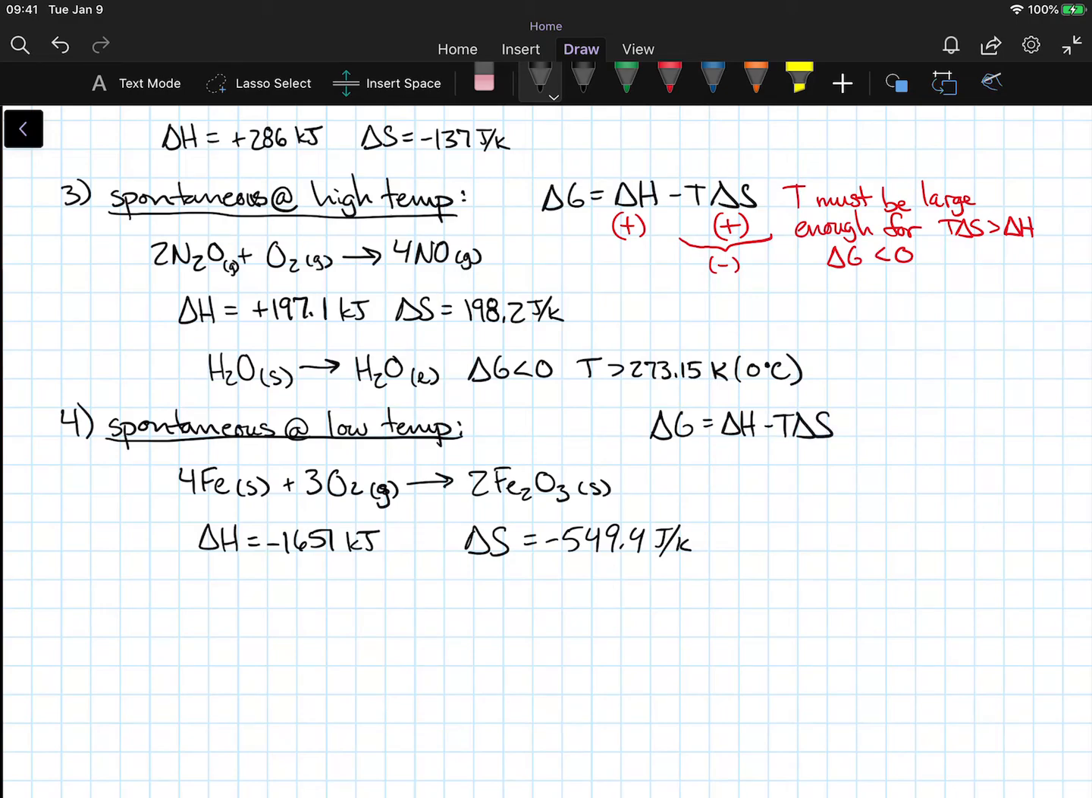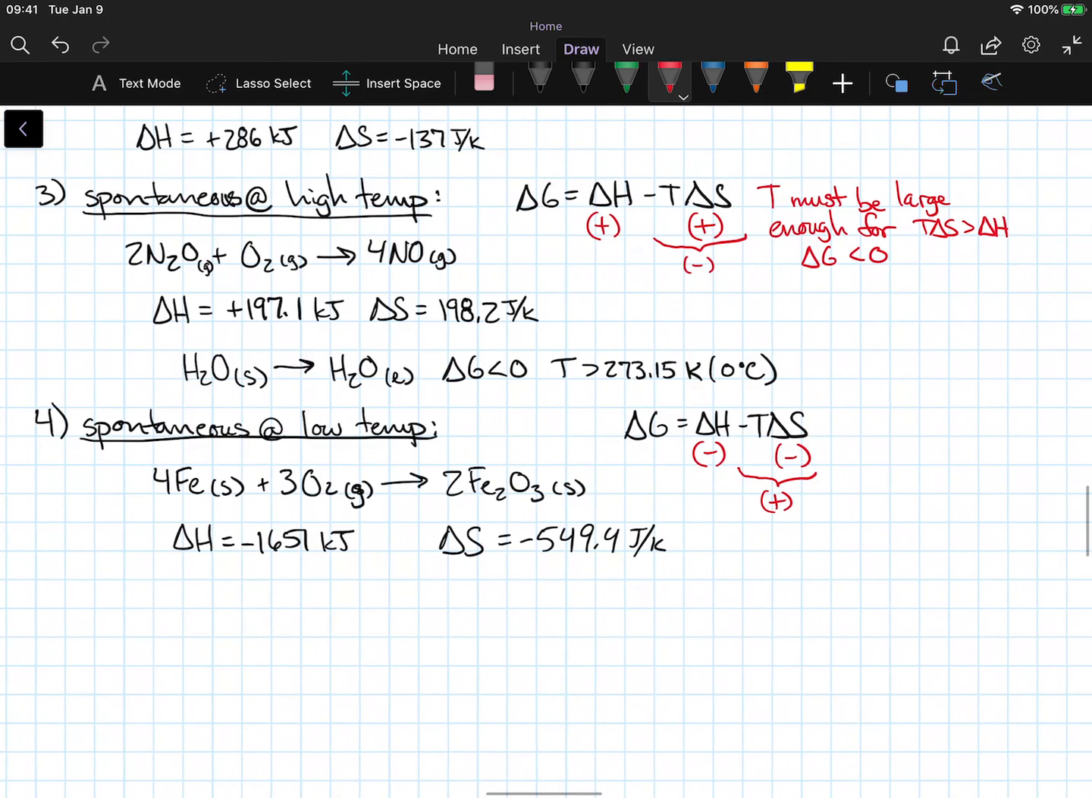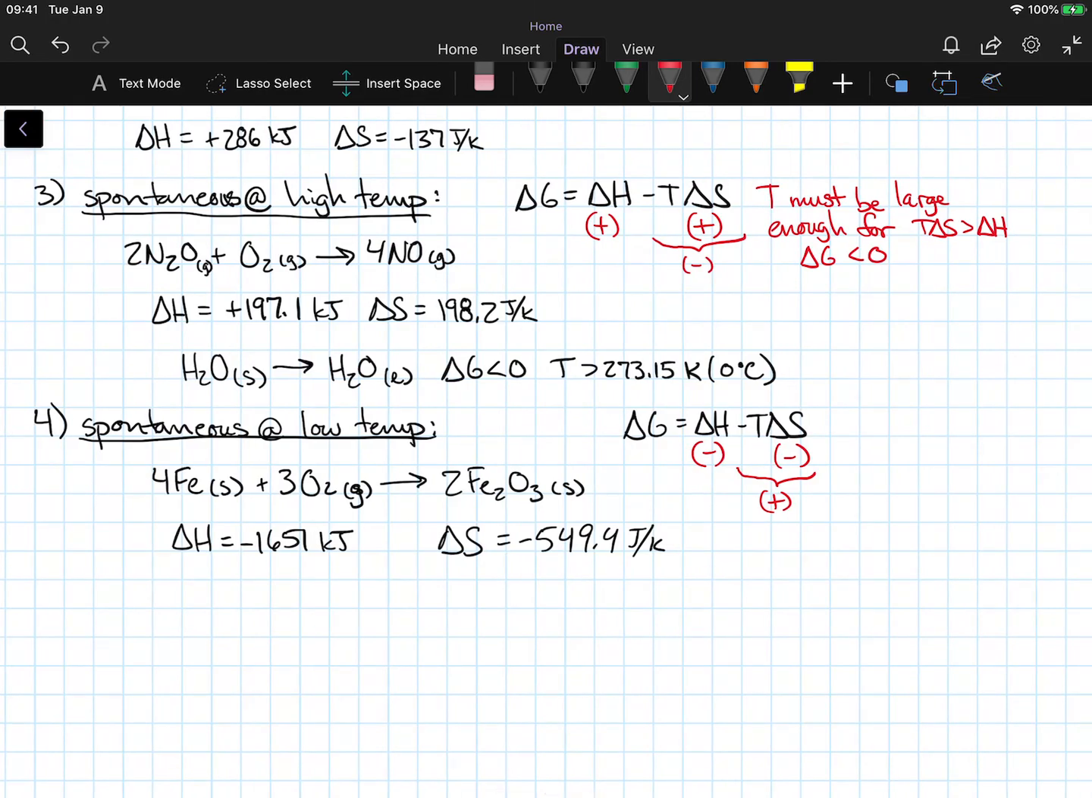In this case, we have an exothermic reaction, so that's fairly favorable. However, we also have a decrease in entropy, so again, that's not favorable. So when we take these two terms together, they become positive. So in this case, we want the temperature to be very low or very small so that this positive number between the two terms is a small positive number, so delta H can make delta G negative.